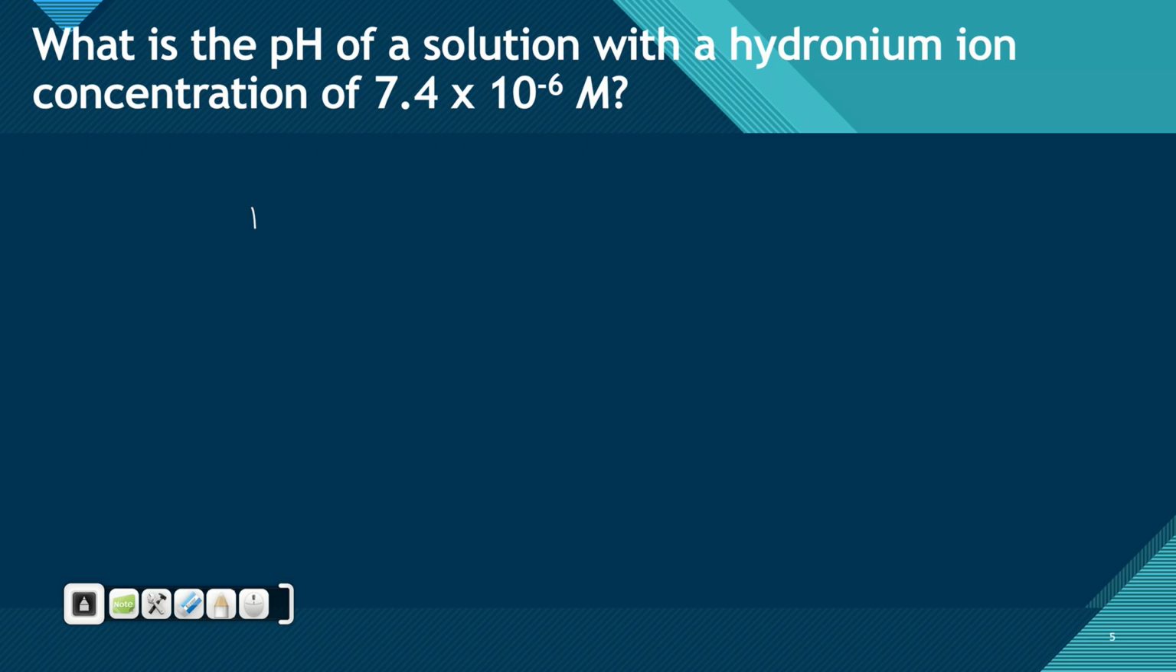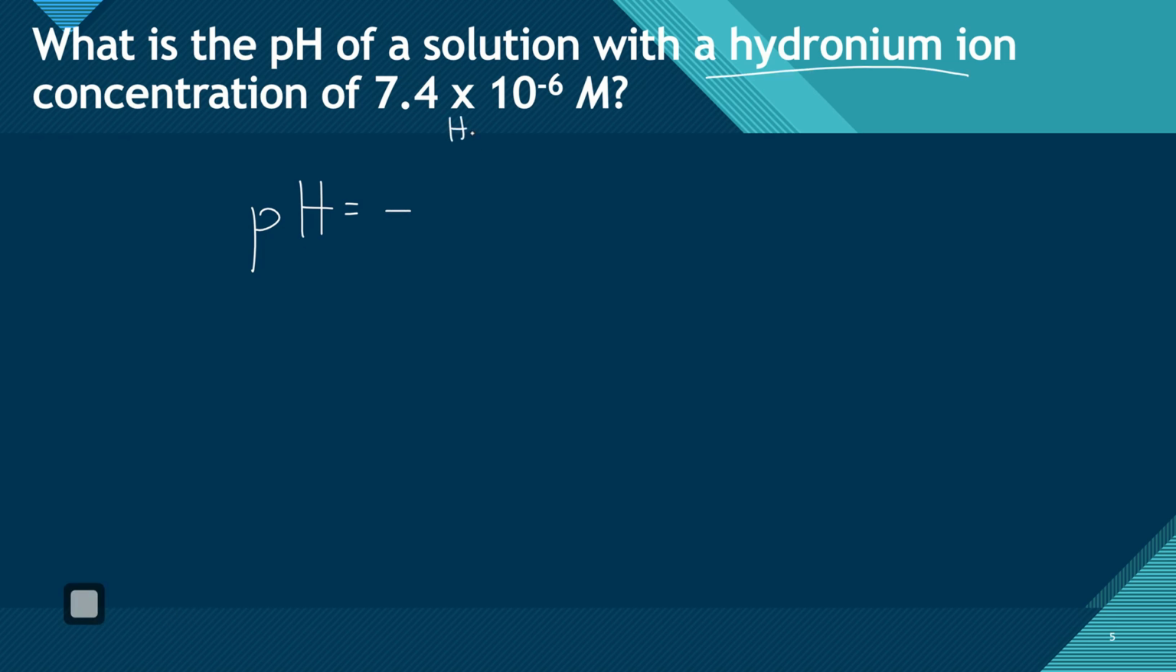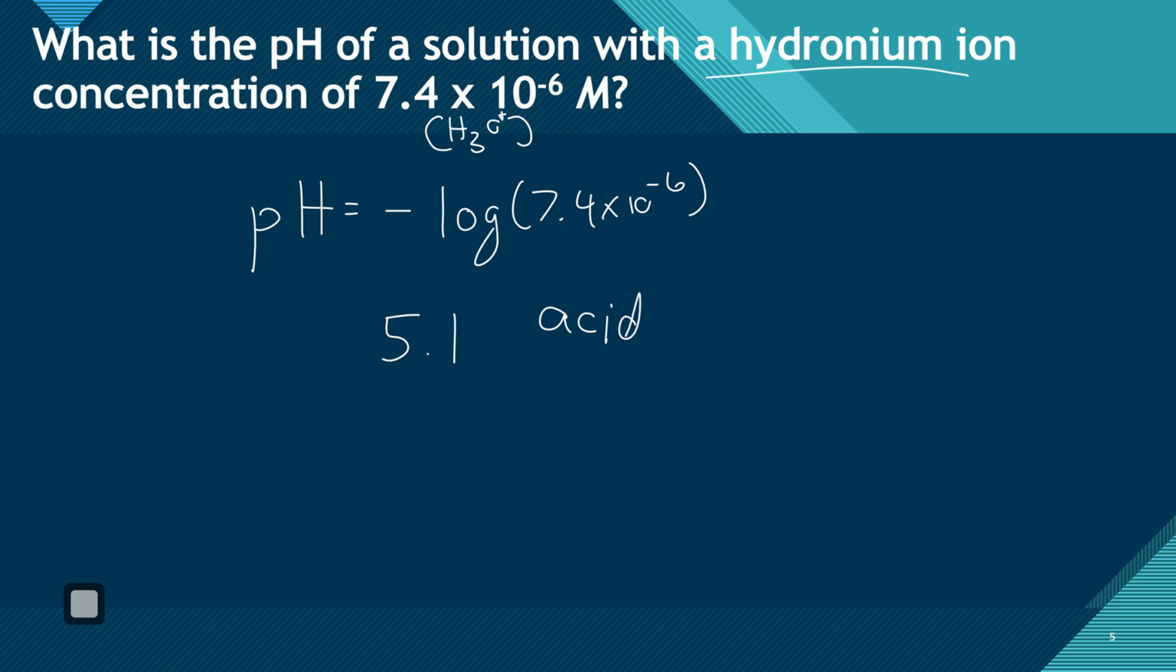All right, next one. What is the pH? Again, there's not a lot to do with these if you could just plug it into the formula. You're given the hydronium, that's the H3O plus in brackets. So plug it on in. Negative log of 7.4 times 10 to the negative 6. And that would be 2 sig figs, 5.1. So this would also be acid, right? Less than 7.